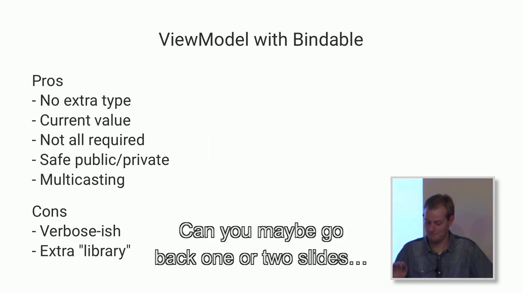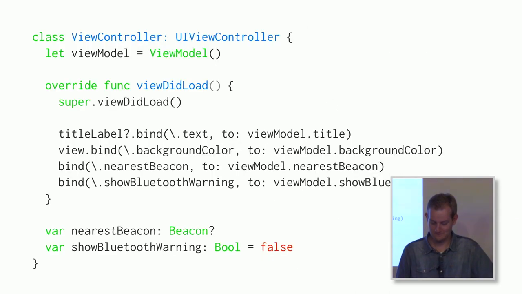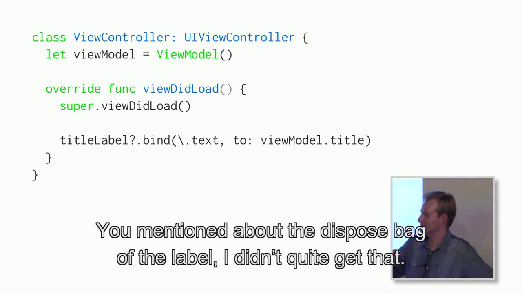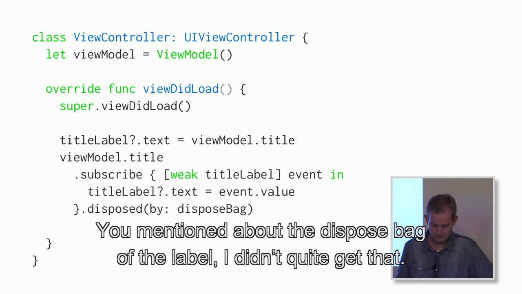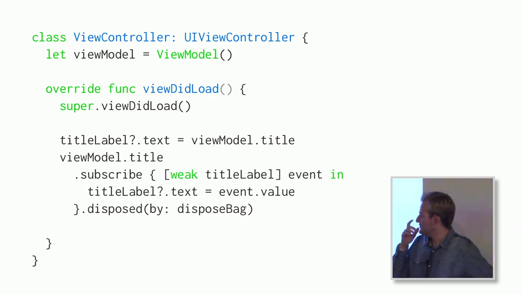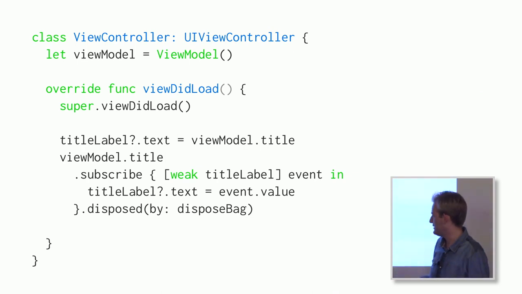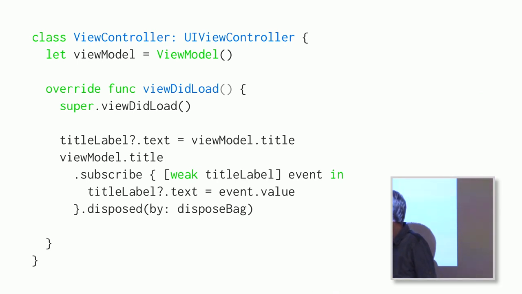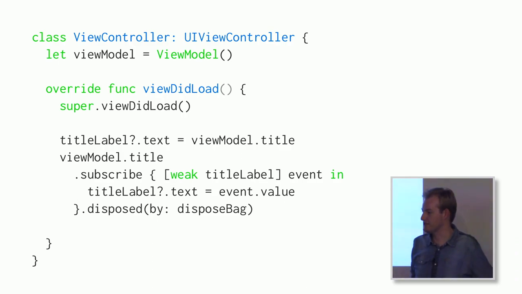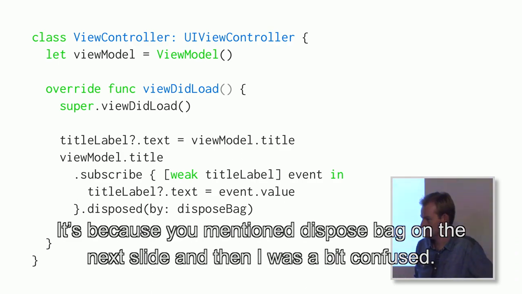Can you maybe go back one or two slides? So you mentioned something about the dispose bag of the label. I didn't quite get that actually. Yeah, so this subscription, this function needs to be called whenever this changes, but you want to be able to stop it from being called. So this subscription is retained by this bag, which is a property of this view controller by being an extension method. Okay, it's because you mentioned the dispose bag on the next slide, and I was a bit confused. Yeah. Okay.